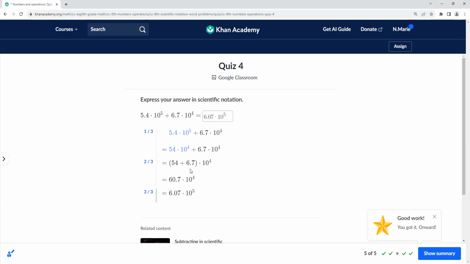So they add the numbers. Okay, so they wanted to make the exponents the same. So they moved this one over 1, and that changed to 54 times 10 to the 4th. And they added them together, and then you can multiply it by that.